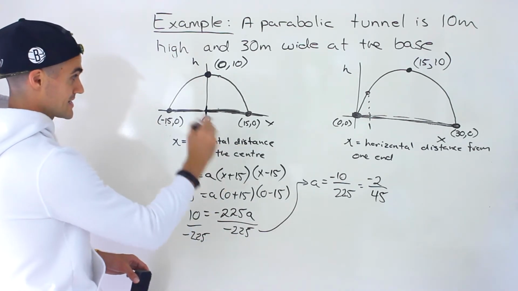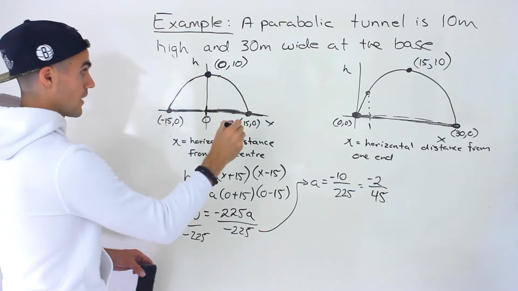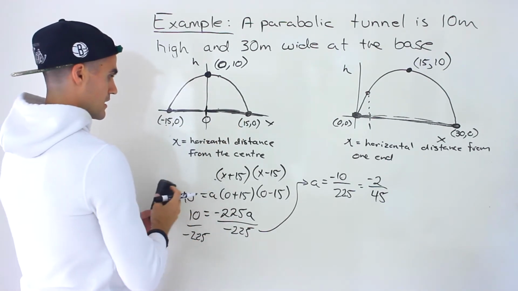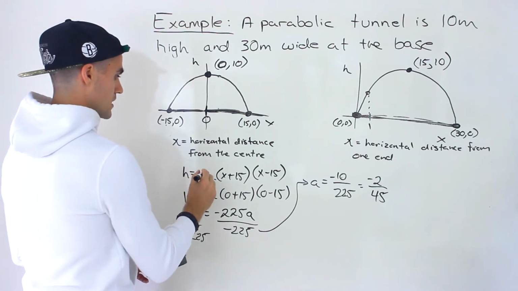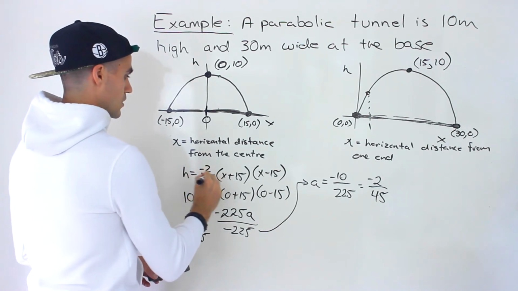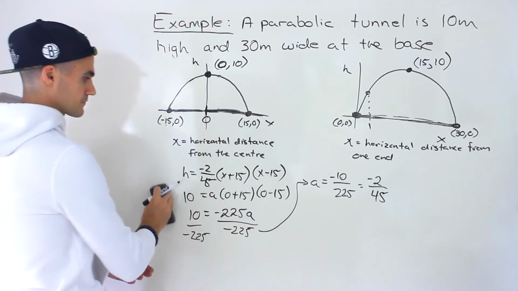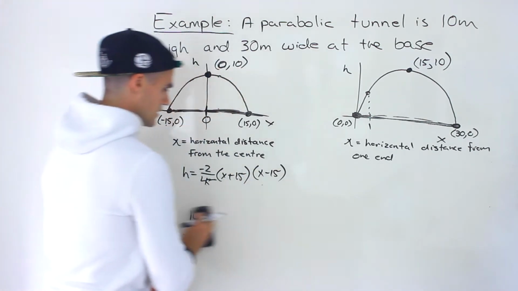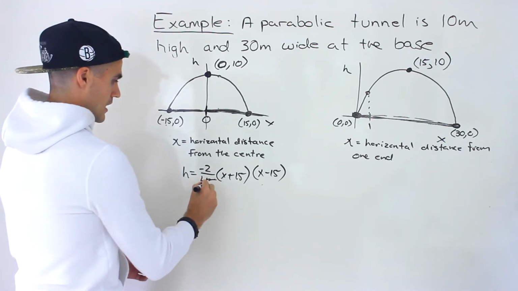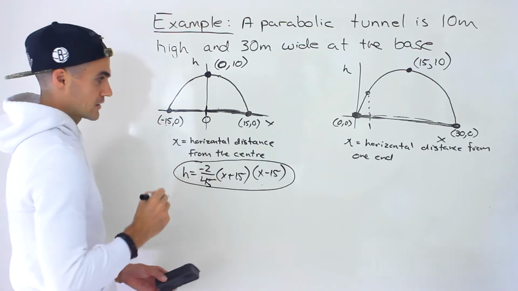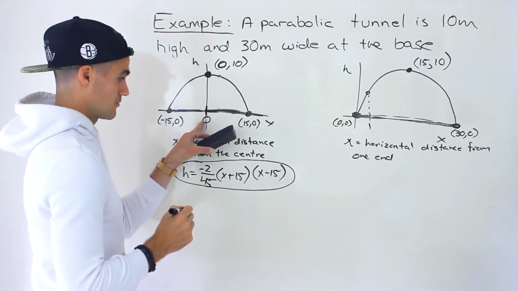It makes sense that it's negative because we're dealing with a parabola that's opening down. So that a value would go here. So we'll have h equals -2 over 45, like that. Okay, so this here represents the factored form for this parabola.